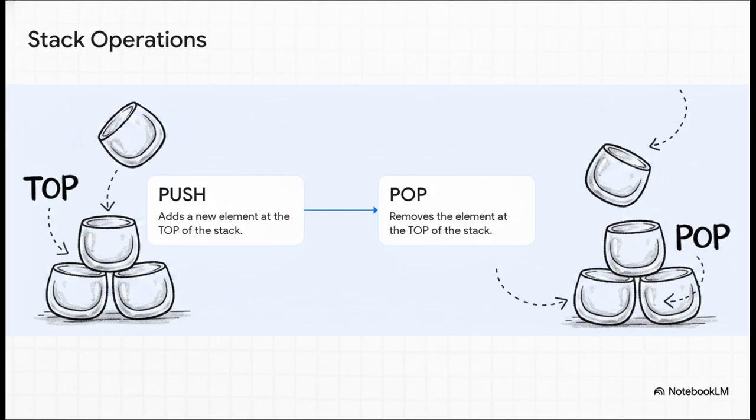Push is strictly your insertion operation. You're slapping a new element right on top. Pop is your deletion operation, grabbing whatever is currently sitting up there. And because we only ever mess with that top position, these operations are incredibly fast and efficient.